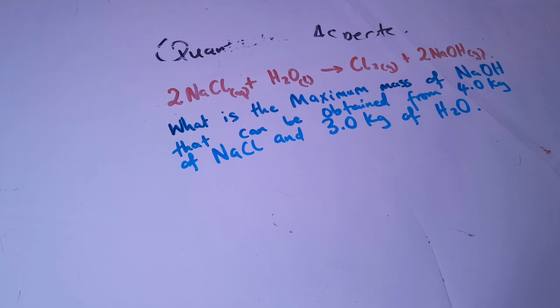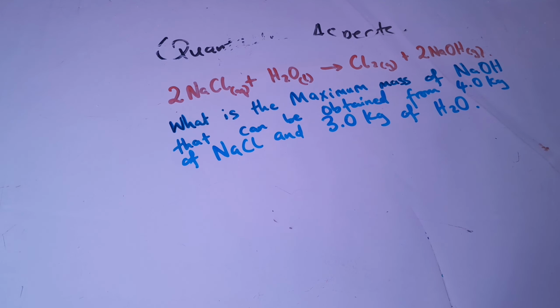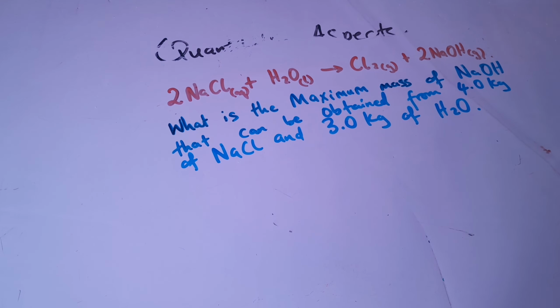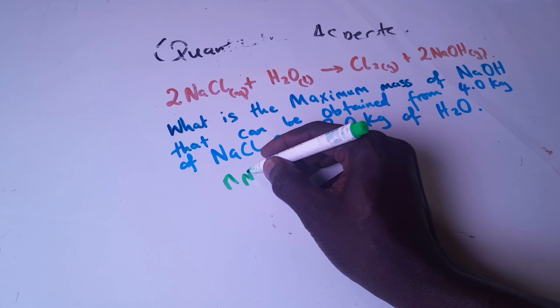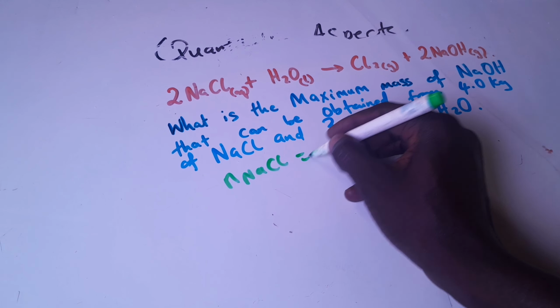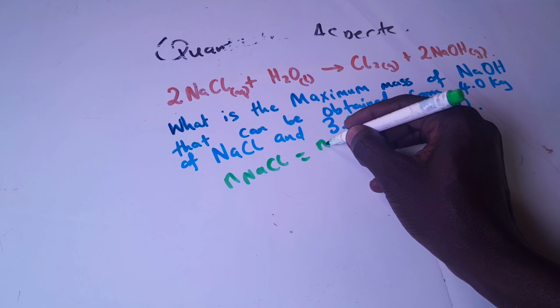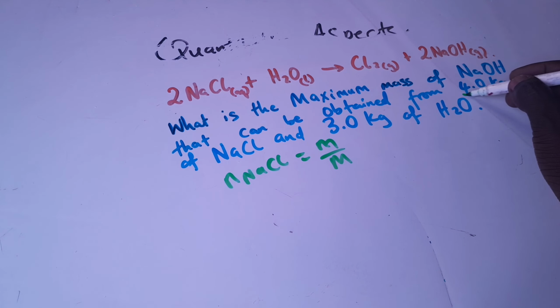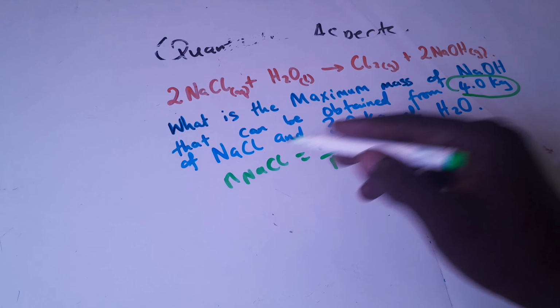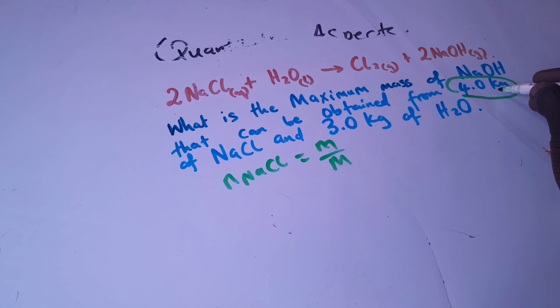Are we together? Yes. So we are first going to find the number of moles of these two. And then we compare which one is the limiting and which one is the excess. So let's see. What is the number of moles of sodium chloride? This is mass over molar mass. We're told that 4 kg of sodium chloride was used. We don't need kgs, we need grams. So we're going to change this into grams.